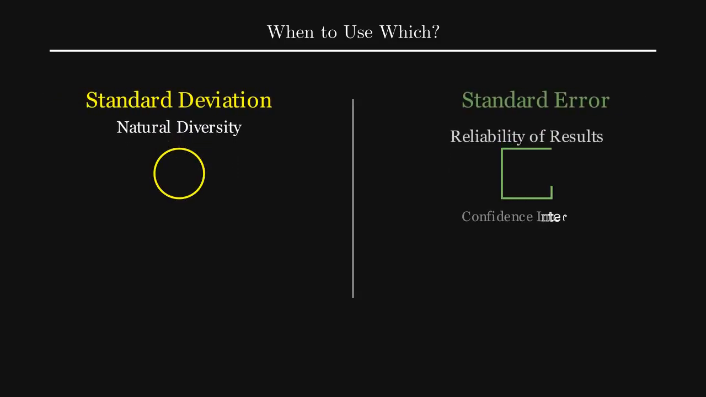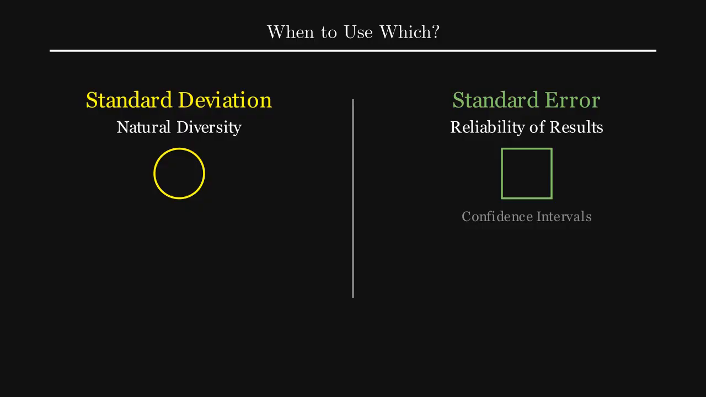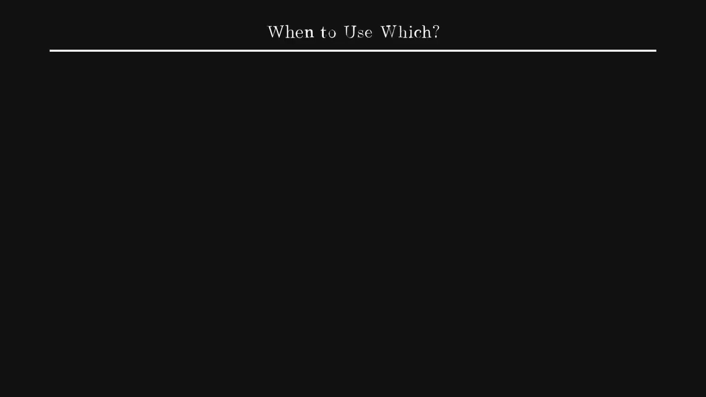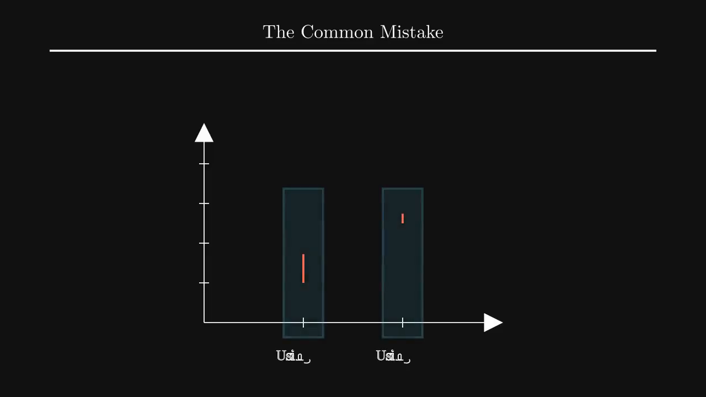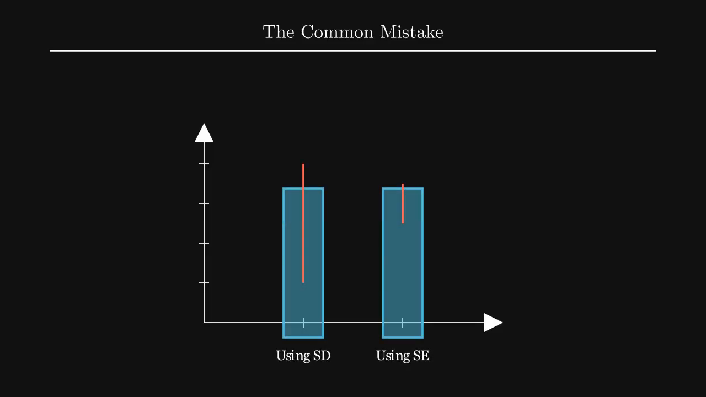When should you use which? If you are describing the natural diversity of a group, such as the range of blood pressure in a healthy population, use standard deviation. If you are reporting the reliability of your research results or constructing confidence intervals to show where the true population parameter likely lies, you must use standard error.